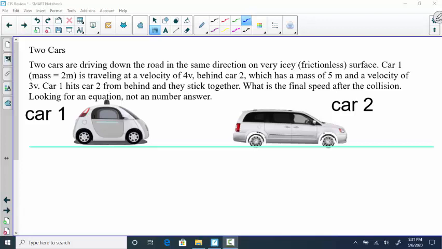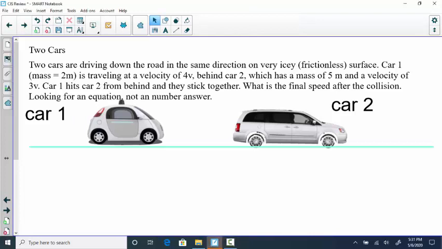Okay, here is the solution to two cars driving down the road in the same direction on a very icy, oops, I spelled icy wrong, frictionless surface. So essentially there's no friction to worry about, so there's not going to be any work done by an outside force. The fun problem with this one is, again, they give you no numbers, they just give you variables. But you need to picture in your head what's going on.